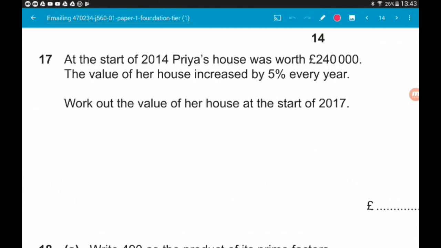Okay, question 17. At the start of 2014, Priya's house was valued at £240,000. Every year it increased in value by 5%. We want to work out the value of her house at the start of 2017. So this is percentage increase or sort of compound interest type stuff. So how many years are we dealing with? 2014 to 2017 is 3 years.